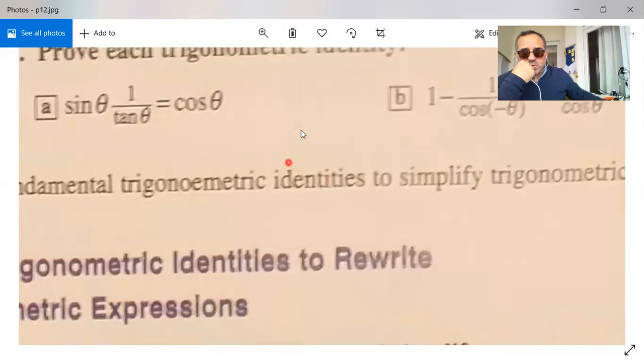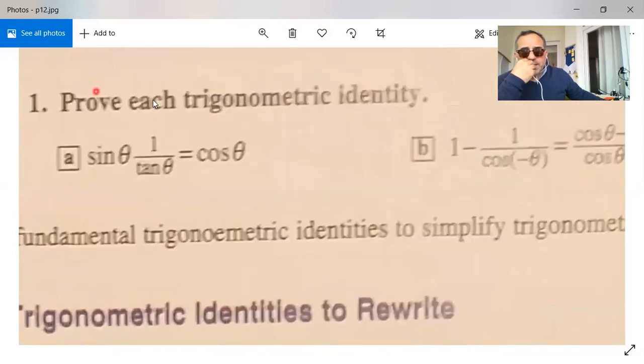This is the question. Prove each trigonometric identity. Sine theta times 1 over tan theta is equal to cosine theta.